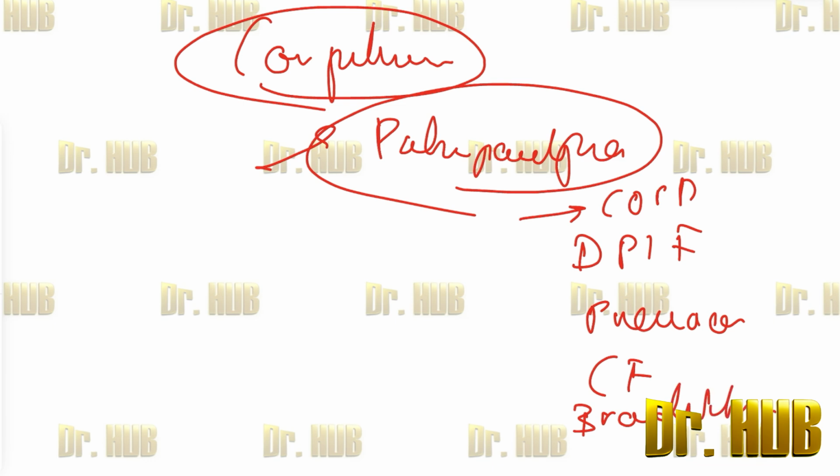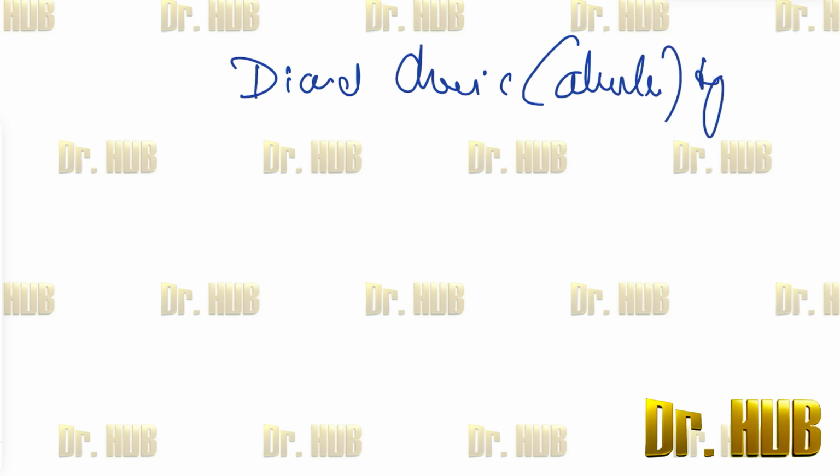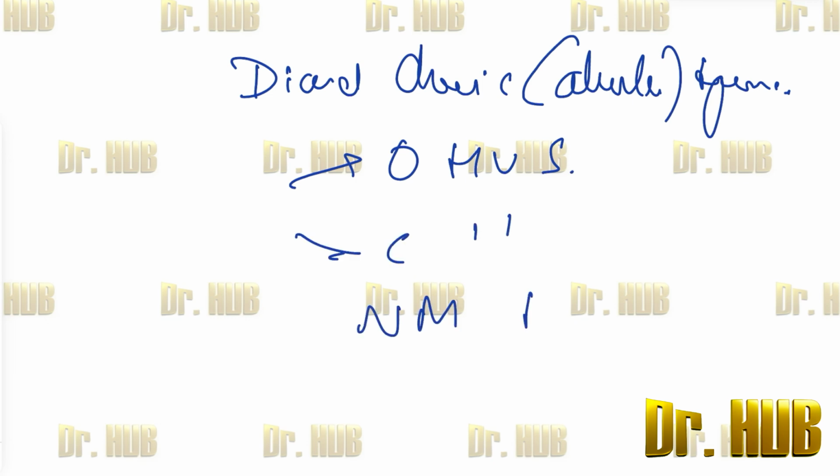Next we move on to the disorders of chronic alveolar hypoxia. Under this there is obesity hypoventilation syndrome, central hypoventilation syndrome, neuromuscular respiratory failure, chest wall abnormalities such as kyphoscoliosis, as well as chronic exposure to high altitude.